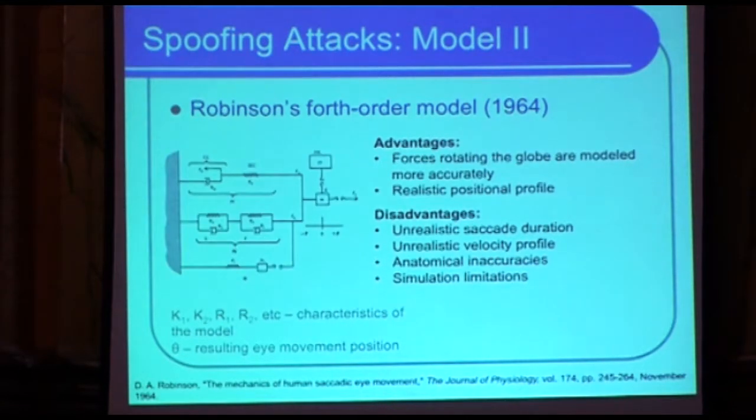The second model that we have looked at mathematically was Robinson's fourth order model that was created in 1964. So as you can see from the diagram, it's a little bit more complex model. Unfortunately, I don't have time to go into detail, but you can see that there are many more components, modeling of mass and other forces in the oculomotor plant. And so as a result, we get very realistic positional profile, but in terms of disadvantages, we get unrealistic velocity profile. Saccade durations are not exactly normal.